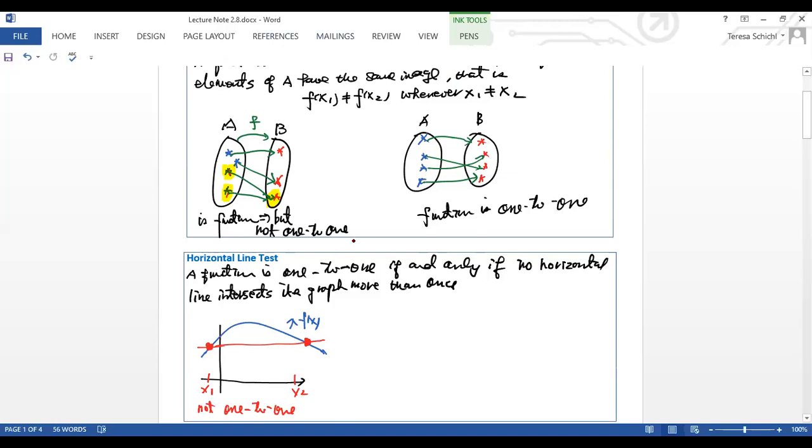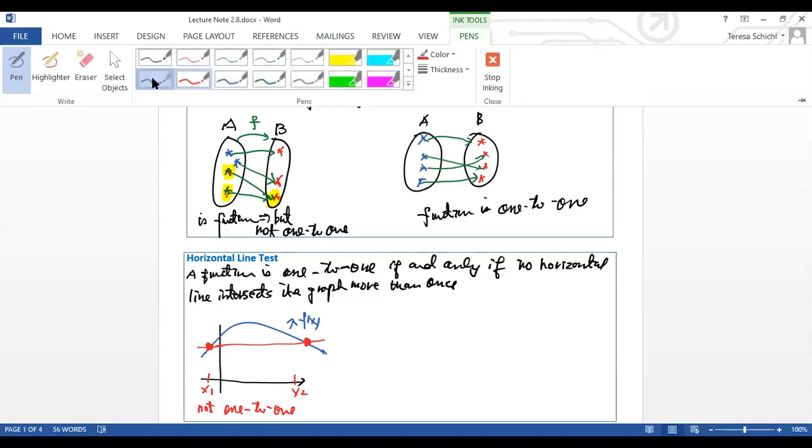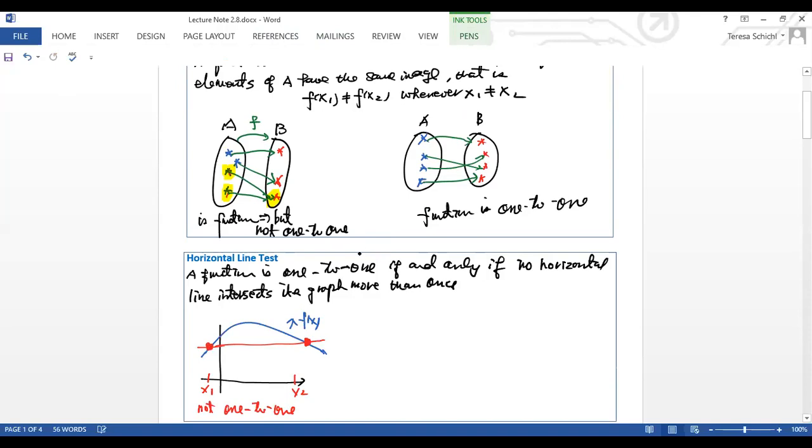Sometimes the graph is difficult. If the graph is difficult, then how do I use algebra to check it? So, using algebra to check.